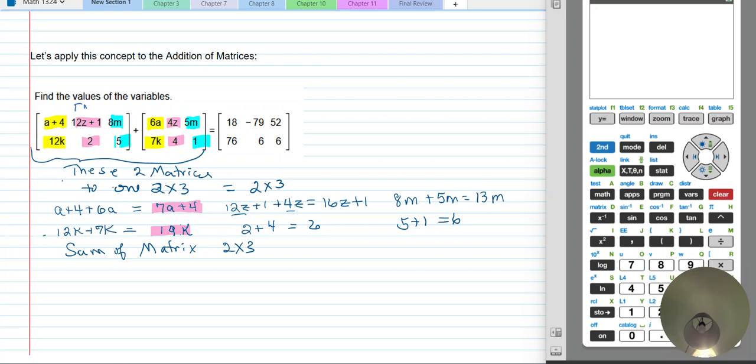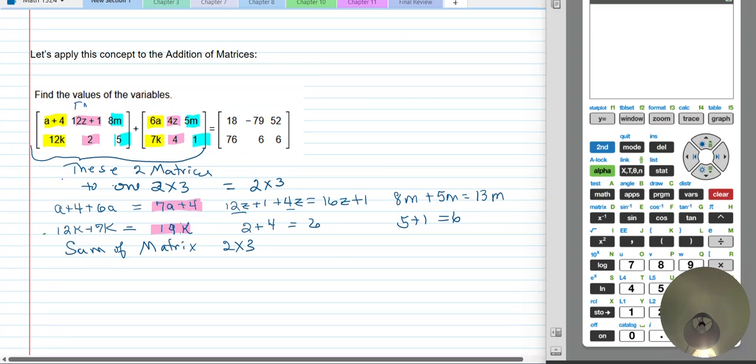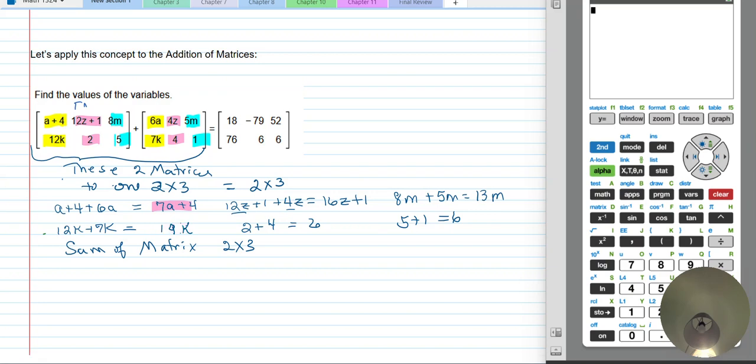Oh, sorry. I got the wrong color there. Let me undo that. All right, let me get the right color. Sorry.